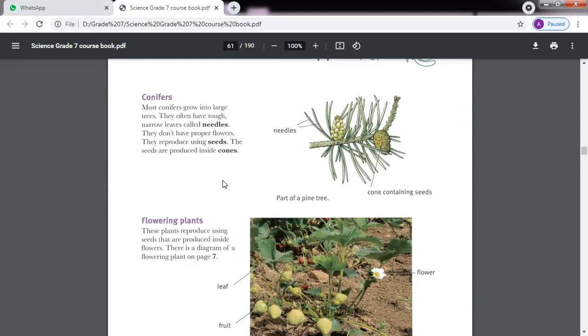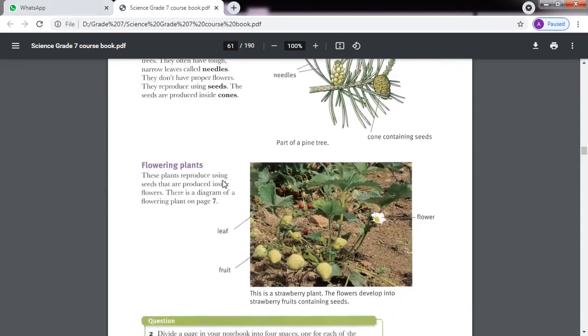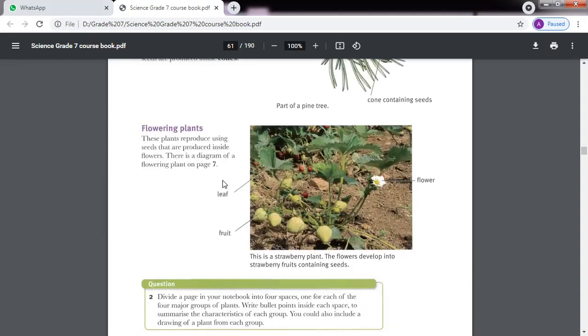These are the three kinds of non-flowering plants, and now it is flowering plants. Flowering plants produce flowers, and some flowers produce seeds only, and some flowers change into fruit, and the fruit contains the seed, and they help the plant to reproduce.